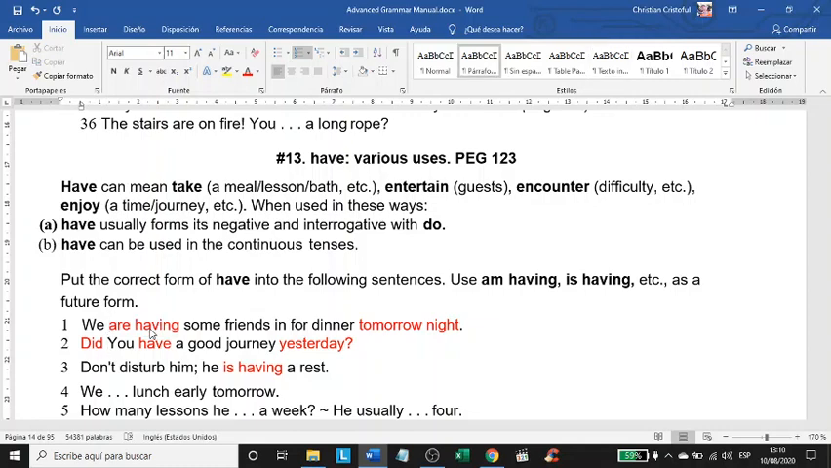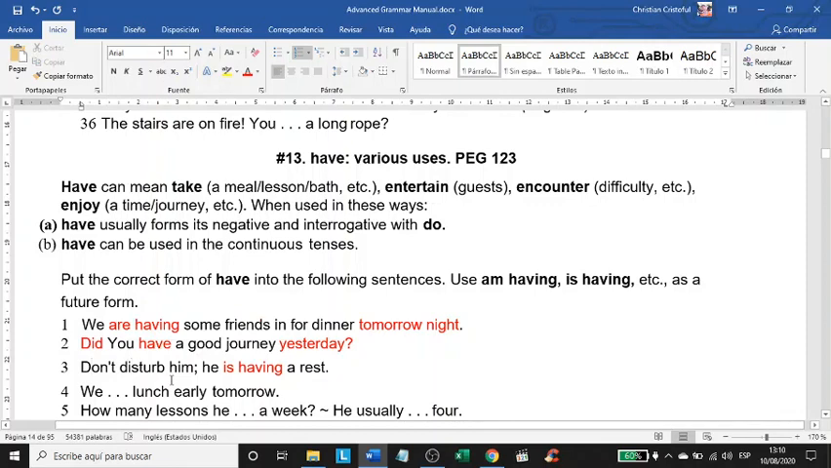Okay? Then, you have a good journey yesterday. Because it says yesterday, we know that it's past tense. And because it has a question mark, we know that it's a question. So we need to make modifications and say, did you have? Have usually forms its question form with do. So the past of do is did. Did you have a good journey yesterday?